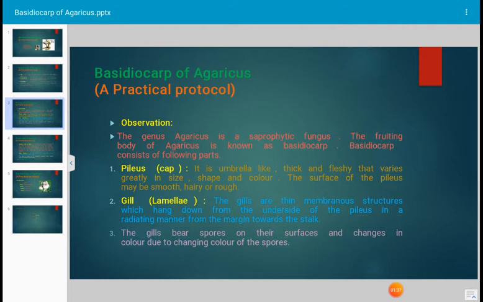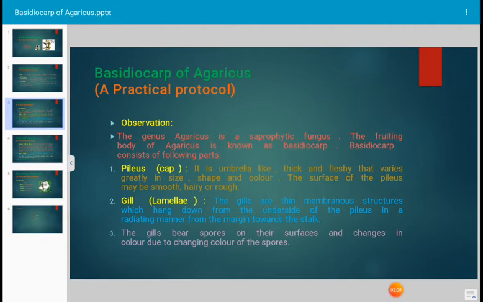The umbrella-like shape of the basidiocarp is known as pilus. It resembles an umbrella. It is thick and fleshy and varies greatly in size, shape and color. The surface of the pilus may be smooth or hairy or rough. And this is the umbrella-like shape of the basidiocarp, the pilus.